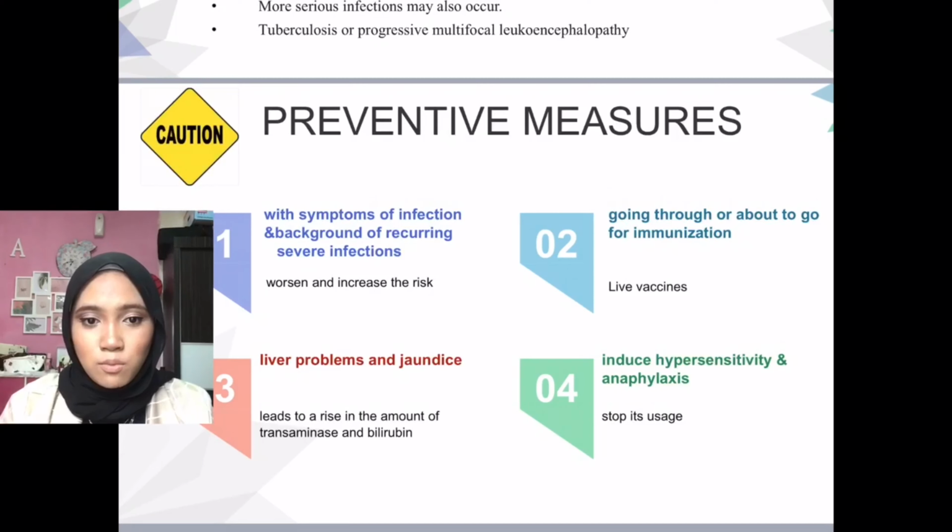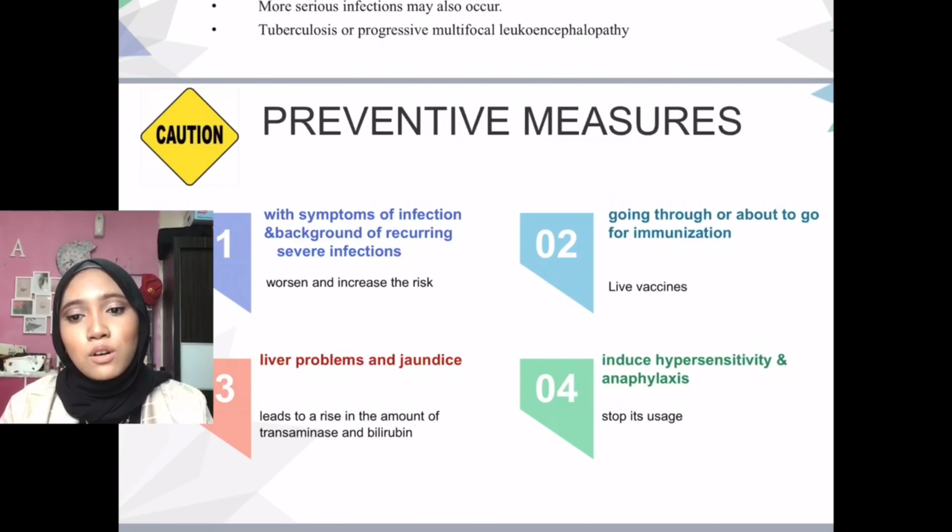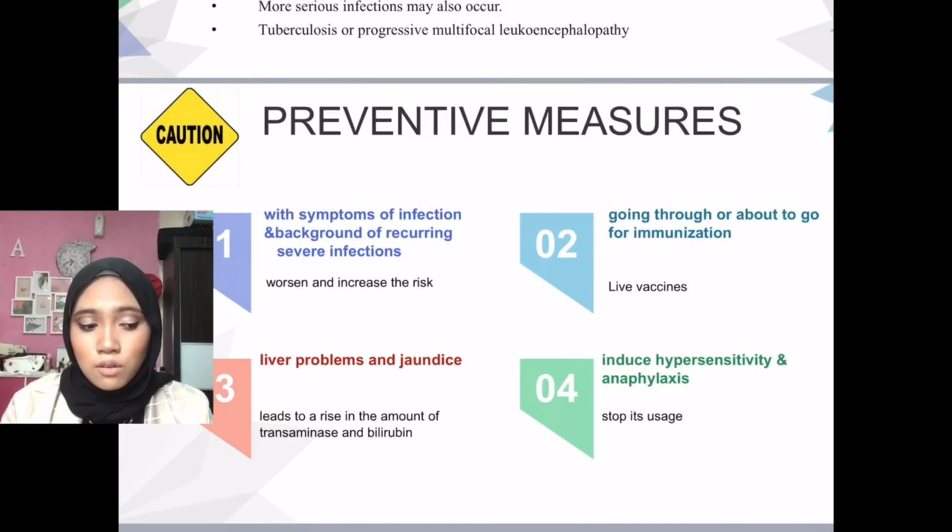Moving on to the preventive measures, people with symptoms of infection and a background of recurring severe infections should be cautious before taking this medicine, as it can worsen and increase the risk of getting severe infection. Hence, people who are going through or about to go for immunization, especially live vaccines, should be cautious before taking this medication. Besides, people with liver problems and jaundice too should consider taking Entyvio as an option, as it leads to a rise in the amount of transaminase and bilirubin. Lastly, Entyvio may induce hypersensitivity and anaphylaxis, so it is best to stop using it if these conditions occur. All these mentioned groups are encouraged to first consult health professionals.